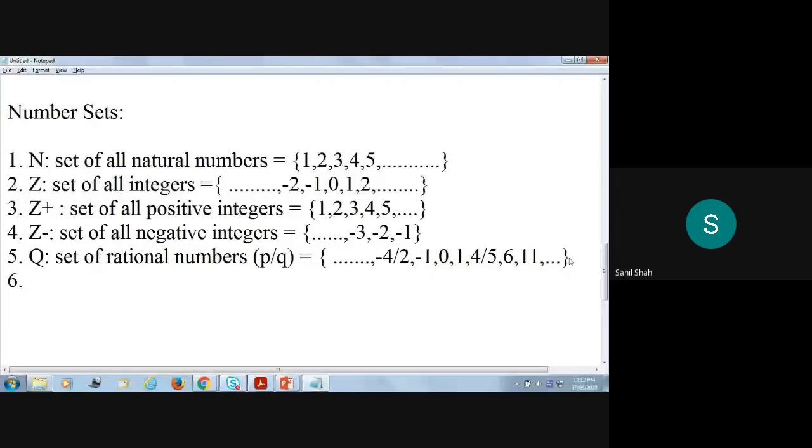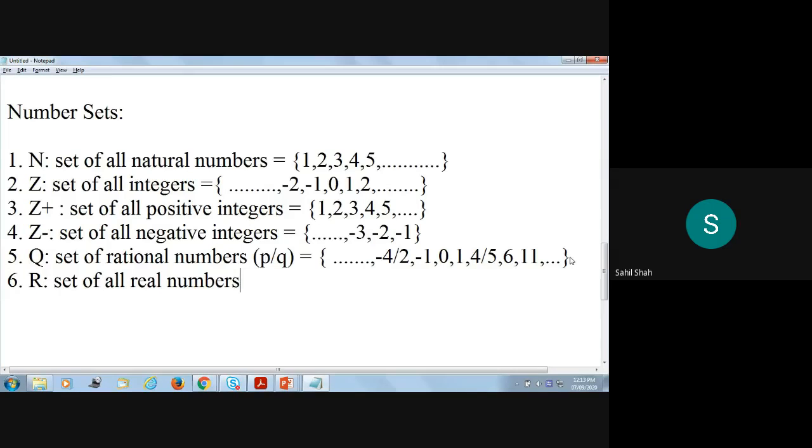It again has two forms, Q plus and Q minus. Q plus will be the set of all positive rational numbers other than 0. Q minus will be the set of all negative rational numbers other than 0. Moving further, capital R denotes the set of all real numbers. I will have all real numbers.